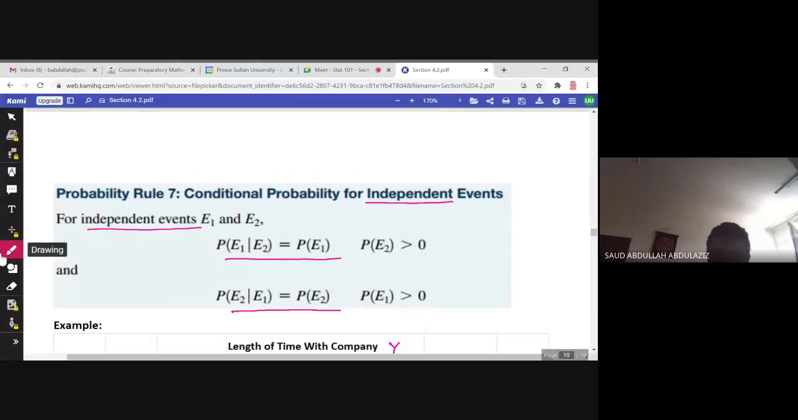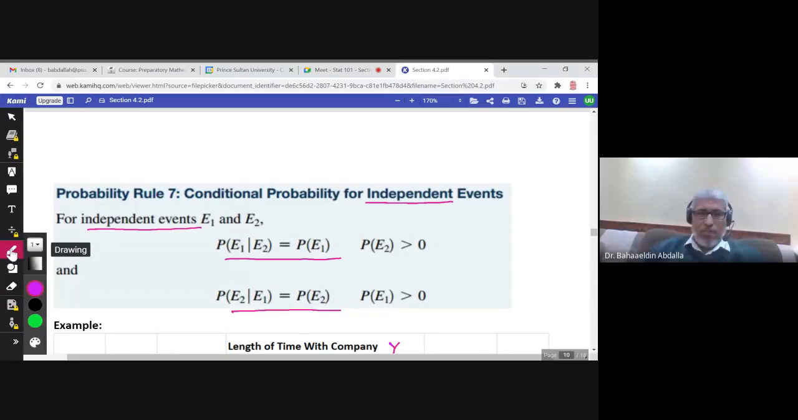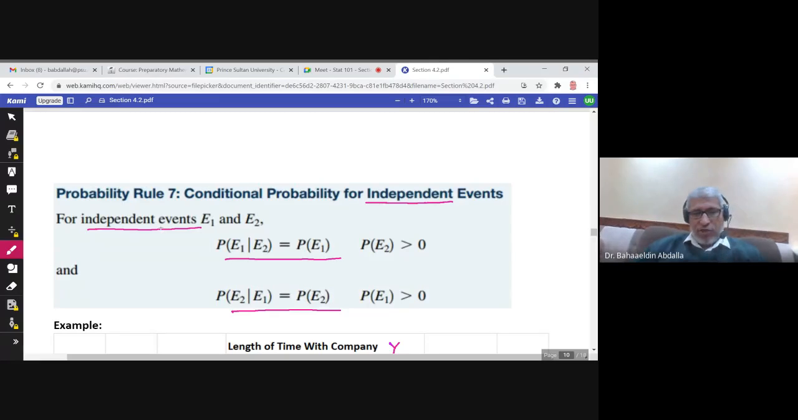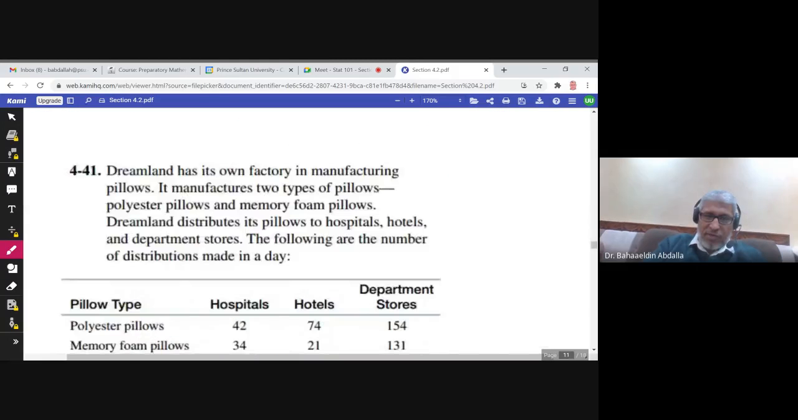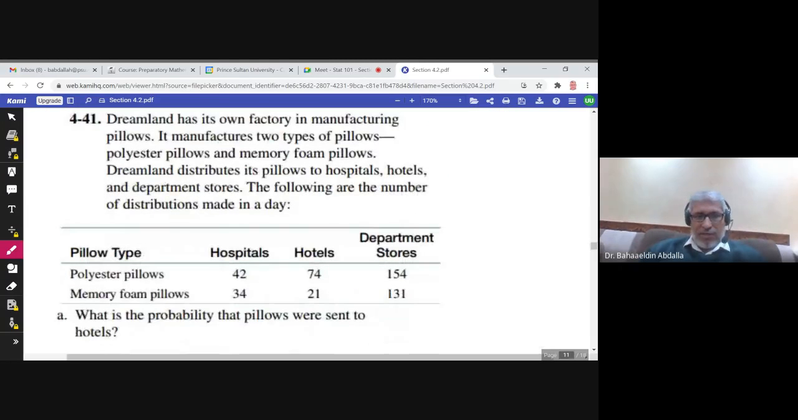This is section 4.2, rules of probability, and we reached rule 7, which defines the independence between two events. We say that two events are independent when the probability of E1 given E2 equals the probability of E1. We solved one exercise, and let us continue with more exercises.